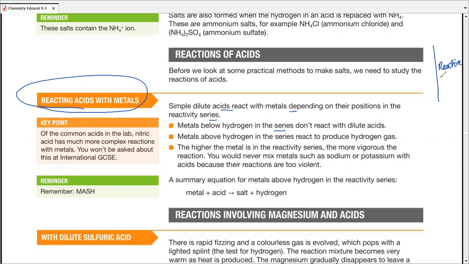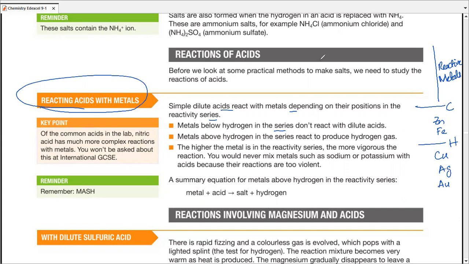I'm not going to go through all of them over here, but even if I name a few of them, that would be calcium, sodium, magnesium, potassium, lithium. They were on the list. And then we had carbon over here. After carbon, you had zinc, iron, tin, lead, those kinds of metals. But then we have hydrogen, and then we have copper, silver, gold, and like that.